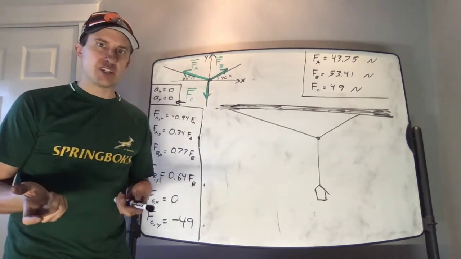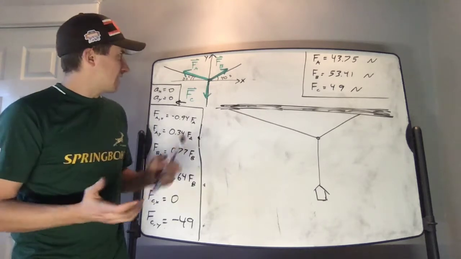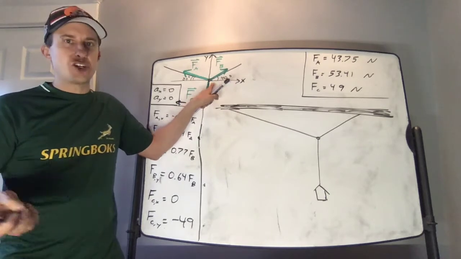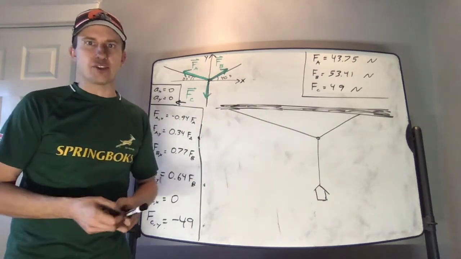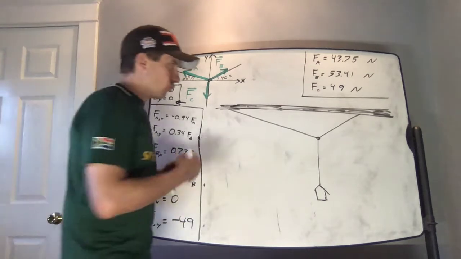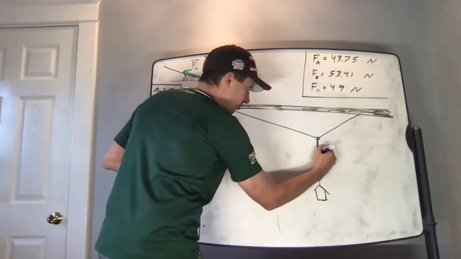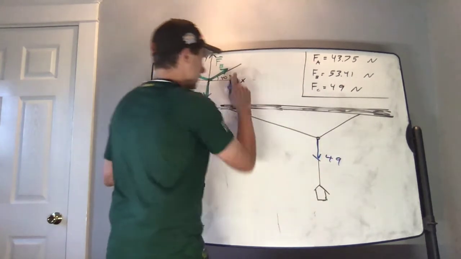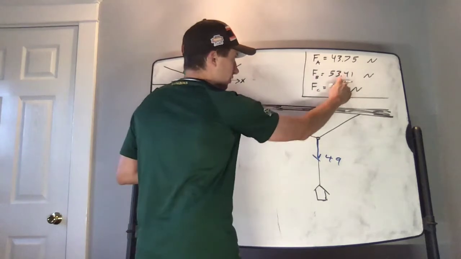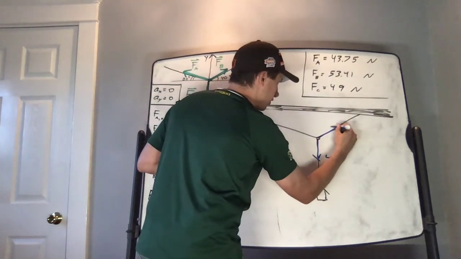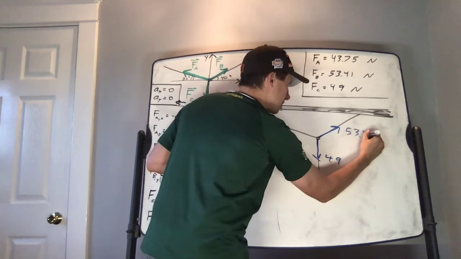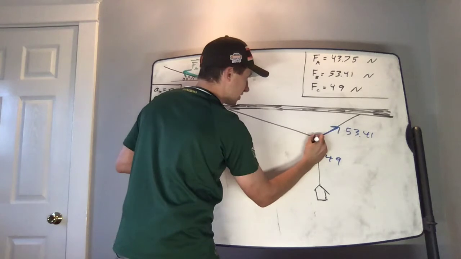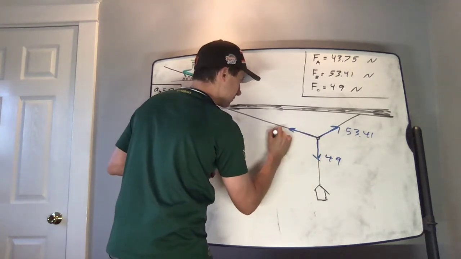Let's think about what we actually did in this problem. We said that near the center where the ropes all meet each other, we could imagine that they're tied off to some type of ring and they're all pulling in different directions. Rope C is pulling downward with a force of 49 newtons. Rope B is pulling up and to the right with a force of 53.41 newtons. And rope A is pulling up and to the left with a force of 43.75 newtons.